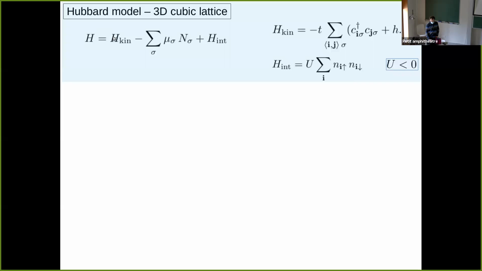So the Hamiltonian of the Hubbard model, as you know, has a kinetic part, which is the nearest neighbor hopping, and a chemical potential term. Here we allow for different chemical potentials for up and down. And then the interaction part, which is on-site interaction, and for us, U is negative.